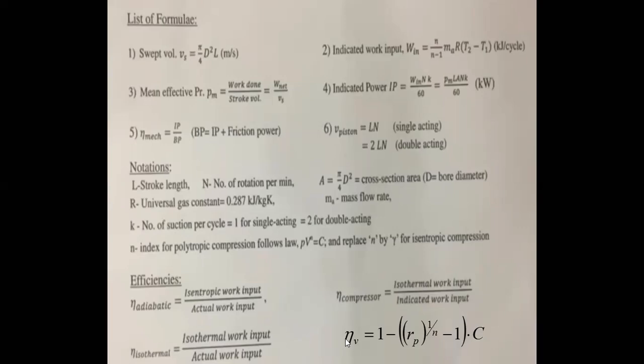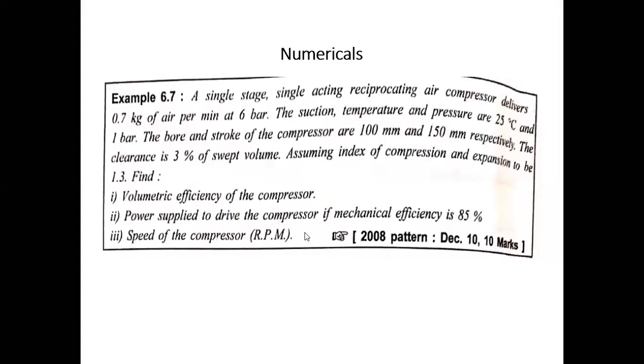The formula for volumetric efficiency is 1 minus the clearance ratio into the pressure ratio raised to 1 upon n, minus 1. As we all know, the clearance ratio is nothing but the ratio of clearance volume to stroke volume. So these are the formulae we need in order to solve the numericals on reciprocating compressors. Now we will see the numericals on reciprocating compressors.